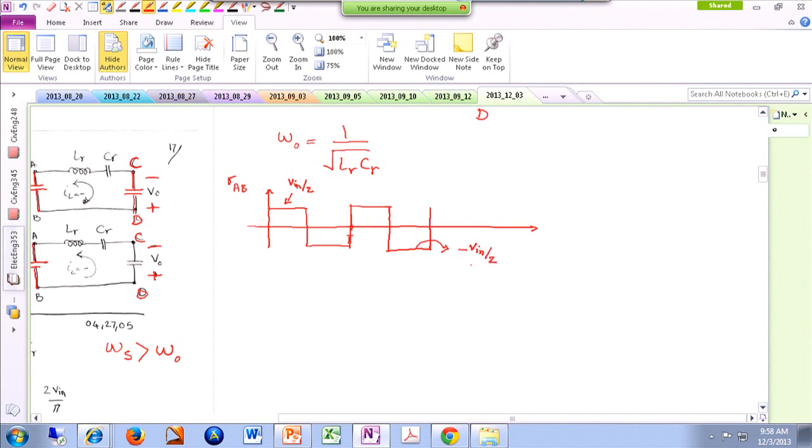Okay. Now, let's plot the output, the VCD voltage. It's a little bit phase shifted. Please pay attention to the phase shift.